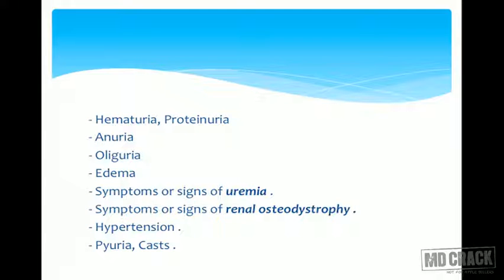Pyuria is basically a microscopic finding when you see a lot of pus cells in urine, and it indicates infection somewhere in the renal system. Casts are also a very important part of urine analysis. We will see it in detail: what a WBC cast is, what an RBC cast is, and their relevance.